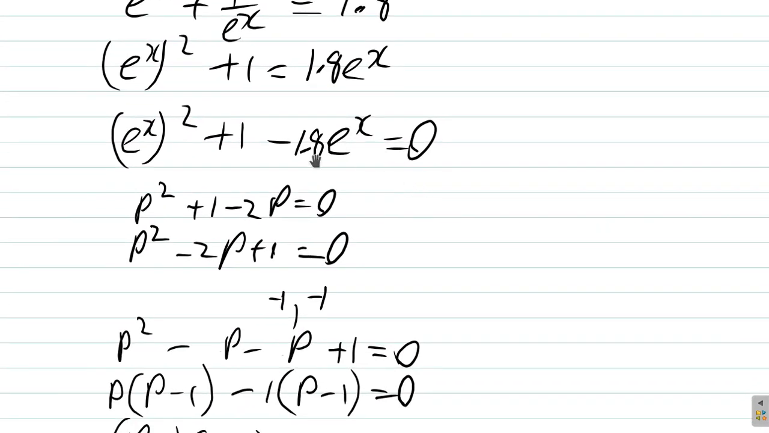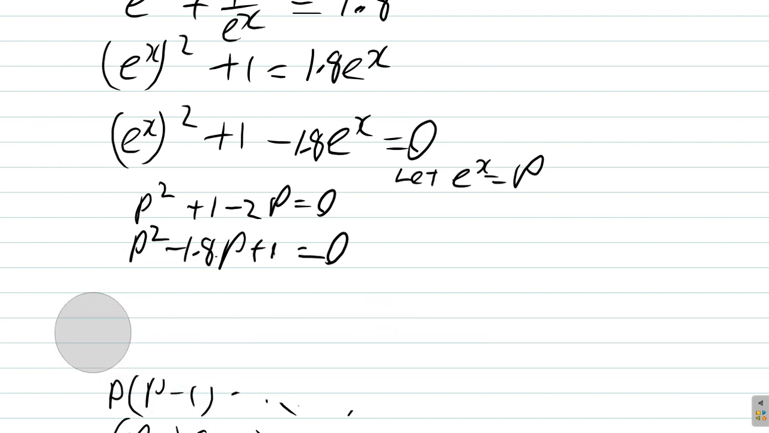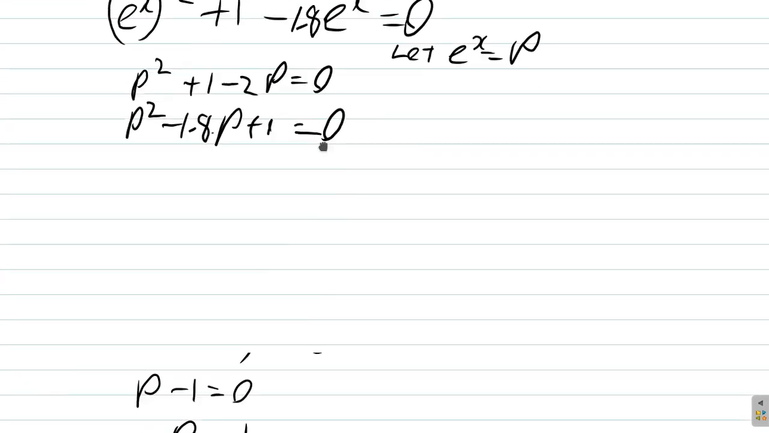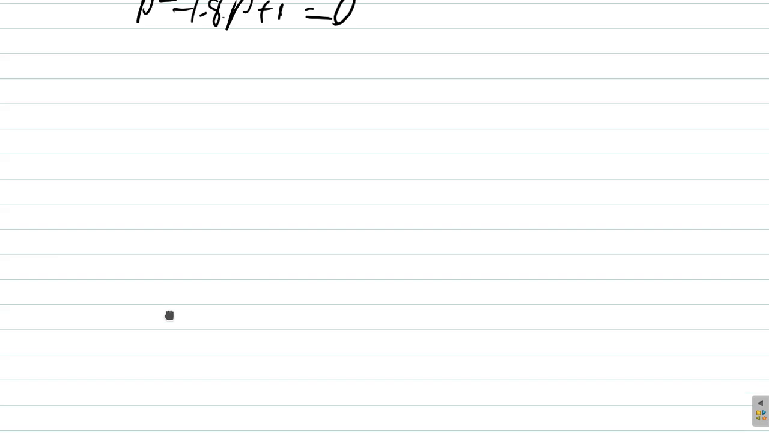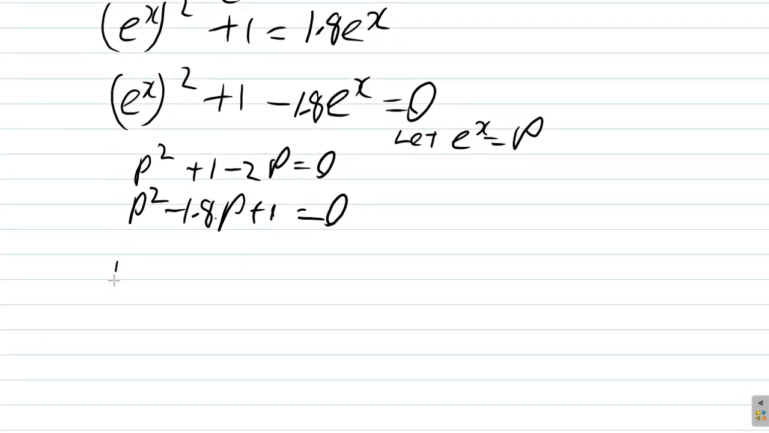Now here, if you consider making, let e to the x be equal to p, squared minus 1.8p. This would be minus 1.8p plus 1 equals 0. I don't think this can be factorized, so let's use a quadratic formula. We could use completing the square as well, but let's just quickly use a formula and see what happens.